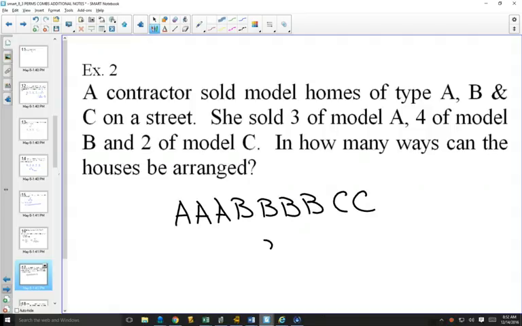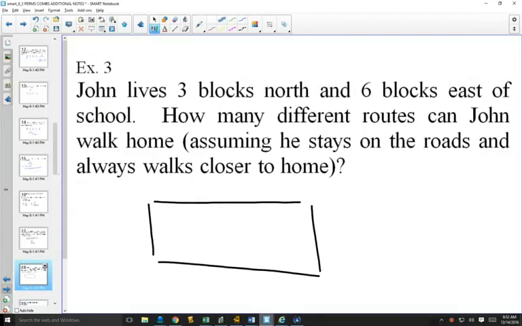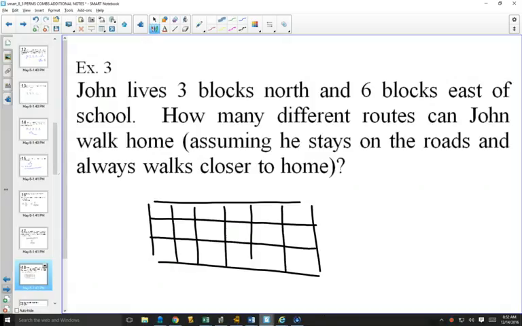There's 9 letters there. Normally that would be 9 factorial, but because we have identical objects, we divide those out. And we've already looked at this type of question as well. So John lives 3 blocks north and 6 blocks east. Tell me, which corner does John live in?